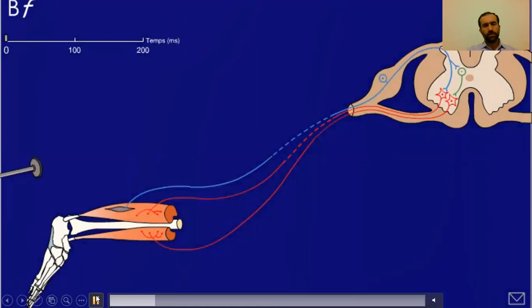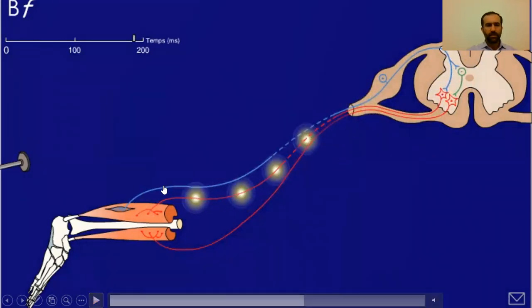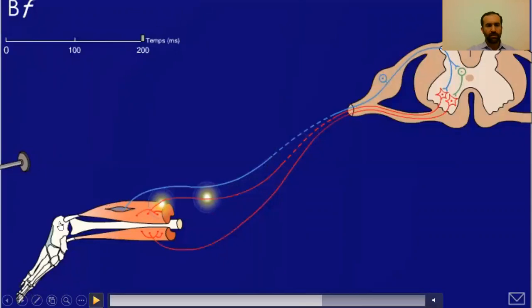I will repeat, sorry for the interruption. The message passes in the dorsal root and goes into the spinal cord to be transmitted to the motor neuron, to the cell body of the motor neuron. This is the motor message, which is efferent. The sensory message is afferent. The motor message is efferent. It is transmitted to the muscle by the motor fiber, and when it comes to the muscle, it makes the muscle contract, and the contraction of the muscle makes the foot make an extension, as you see here.